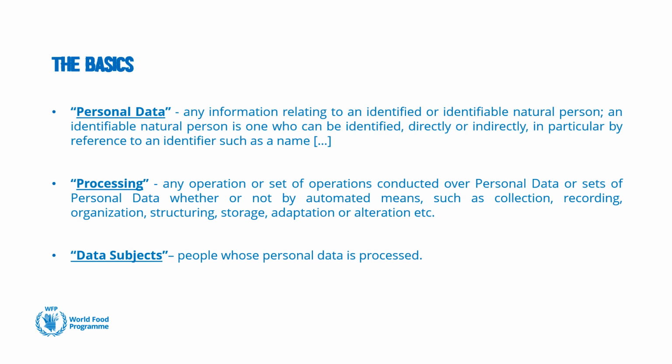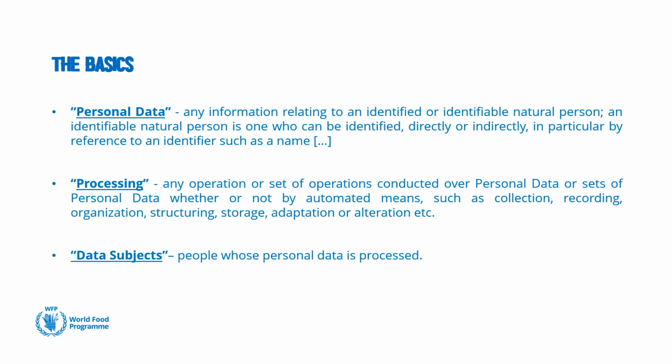When we're talking about processing of personal data, what do we mean by processing? Processing is any operation or set of operations conducted over personal data or sets of personal data, whether or not by automated means such as collection, recording, organization, structuring, storage, adaptation, or alteration, etc. So again, with simple words, processing means anything that we do with the data. It can also be just storing the data, it can be transferring the data. It doesn't necessarily mean that it is something that is manually done, but it can also be an automatic processing of data. And as we know, drones tend to do some automatic processing of data, so that would fall under what we mean when we talk about processing.